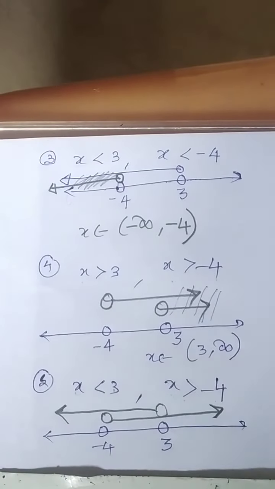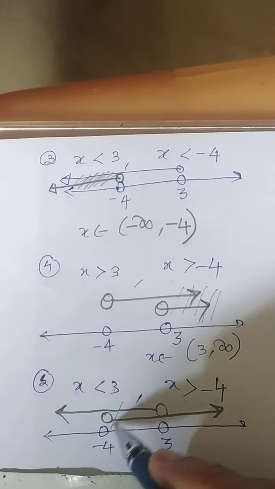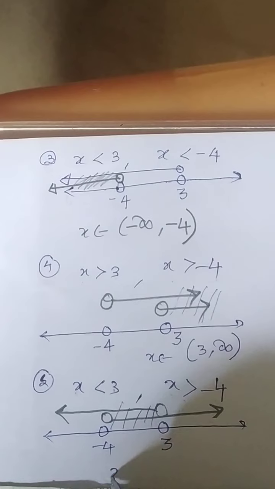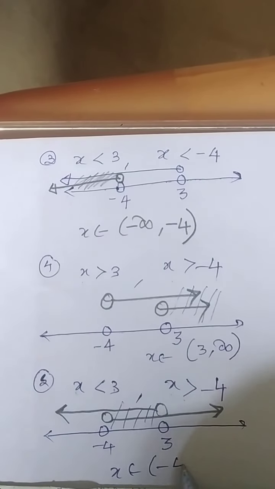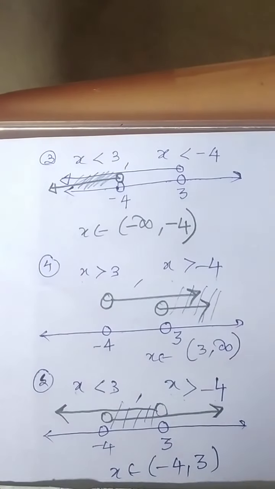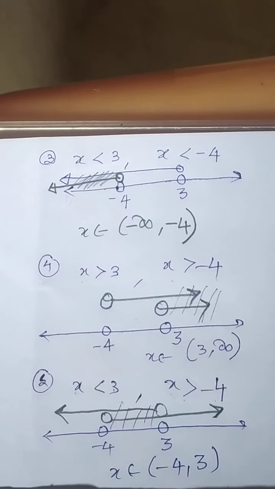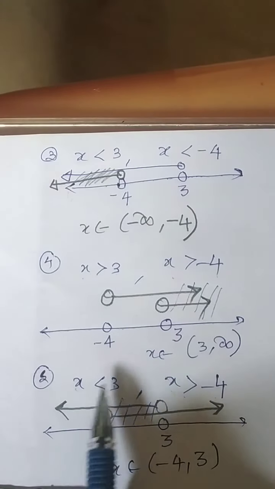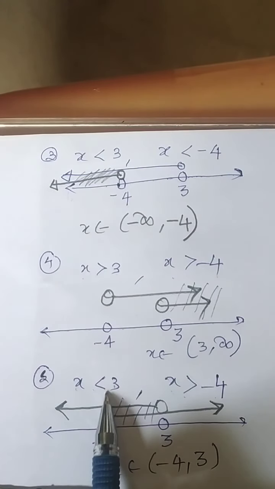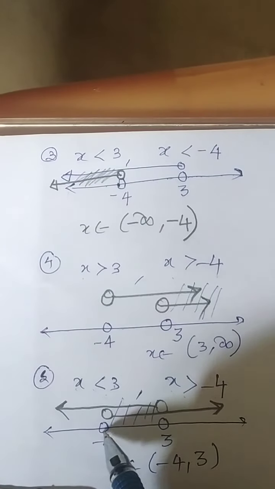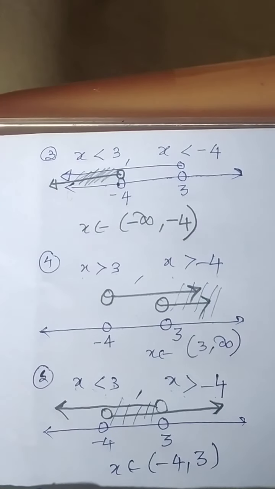Which portion is common now in both the places? This is the portion. So what is the value of x? X is nothing but minus 4 and 3 over here, and both open. Whenever an equal to sign is there, that particular number is to be closed, shown as a filled circle.